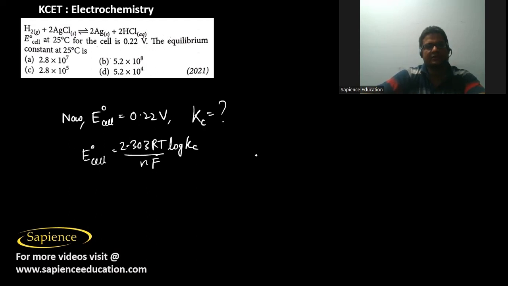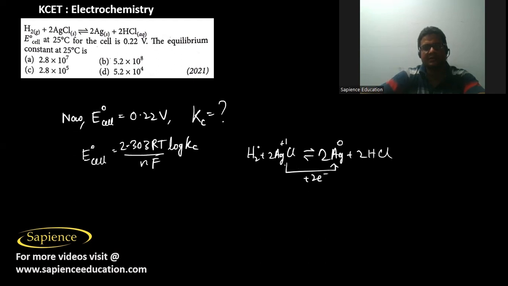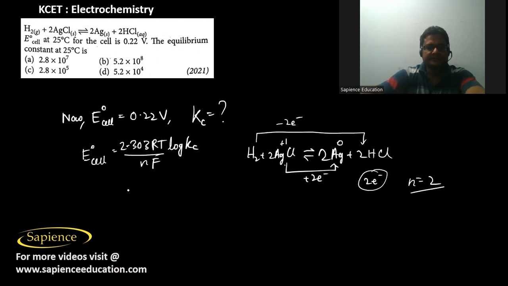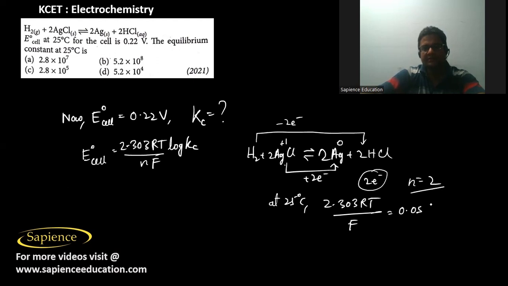Now here H2 plus 2 AgCl gives 2 Ag plus 2 HCl. The silver is converting from +1 oxidation state to 0 oxidation state, so it should gain 2 electrons. Here also it should lose 2 electrons. So 2 electrons are involved, it means that N equals 2. And at 25 degrees Celsius, the value of 2.303 RT by F equals 0.059.